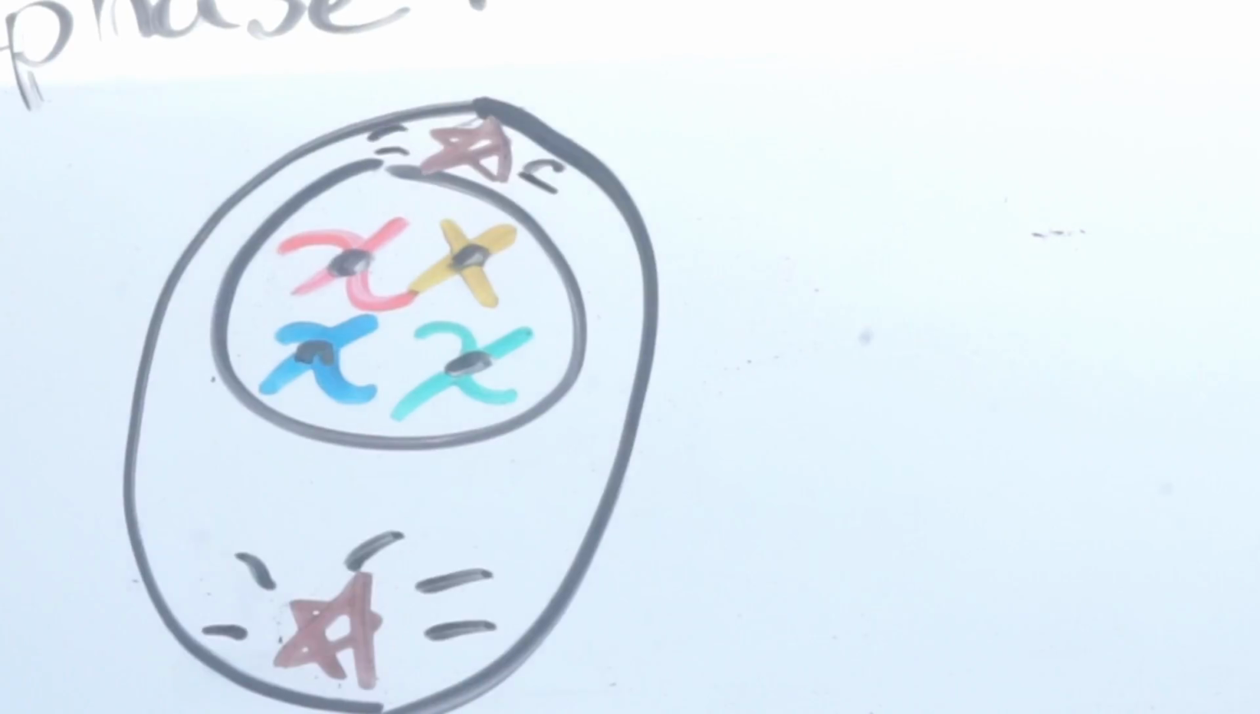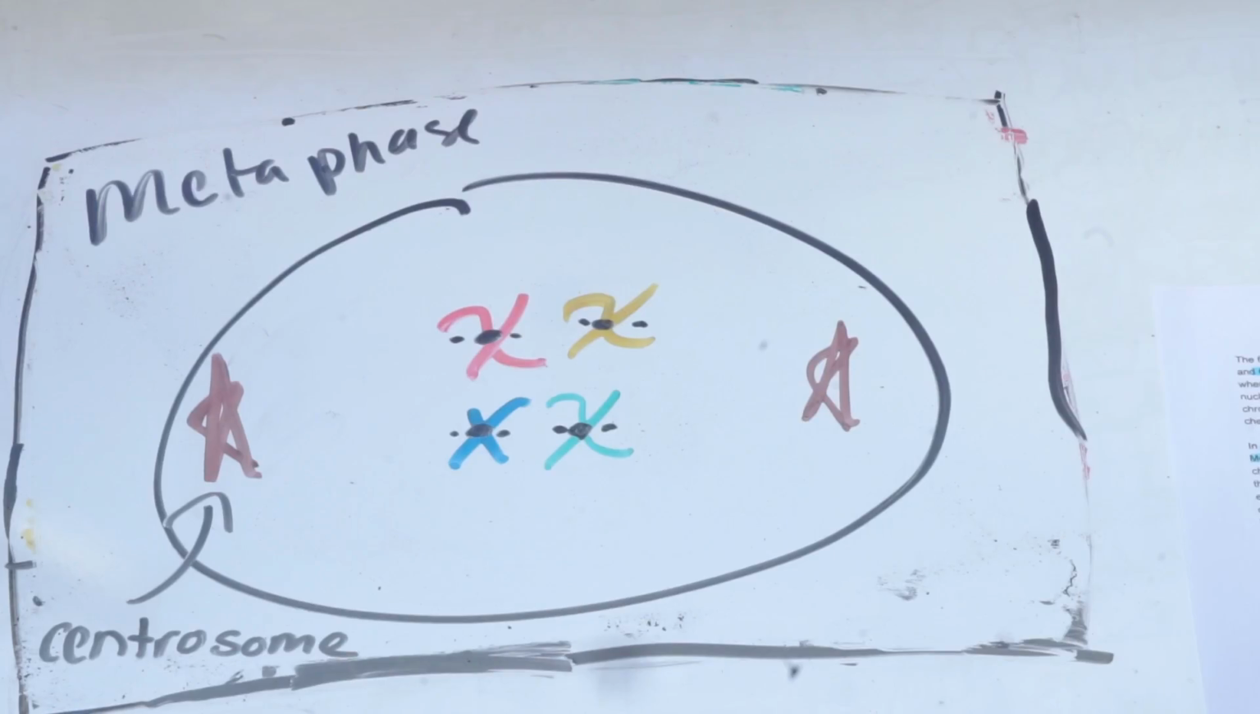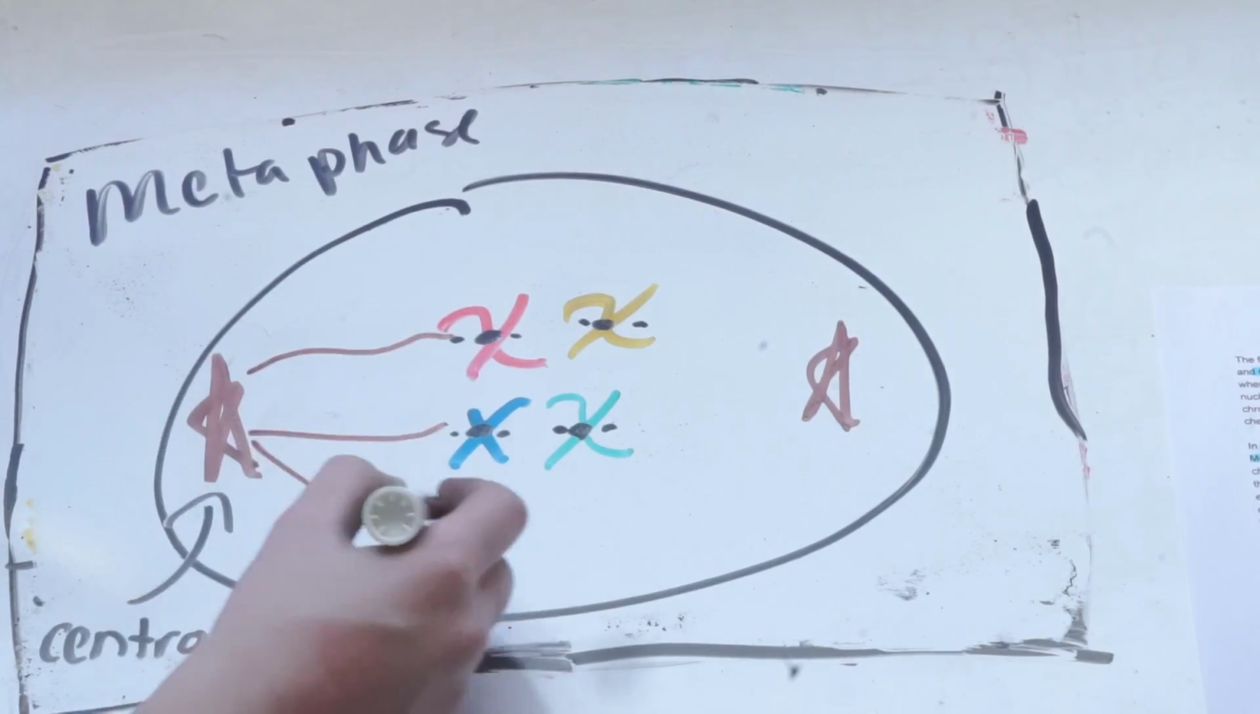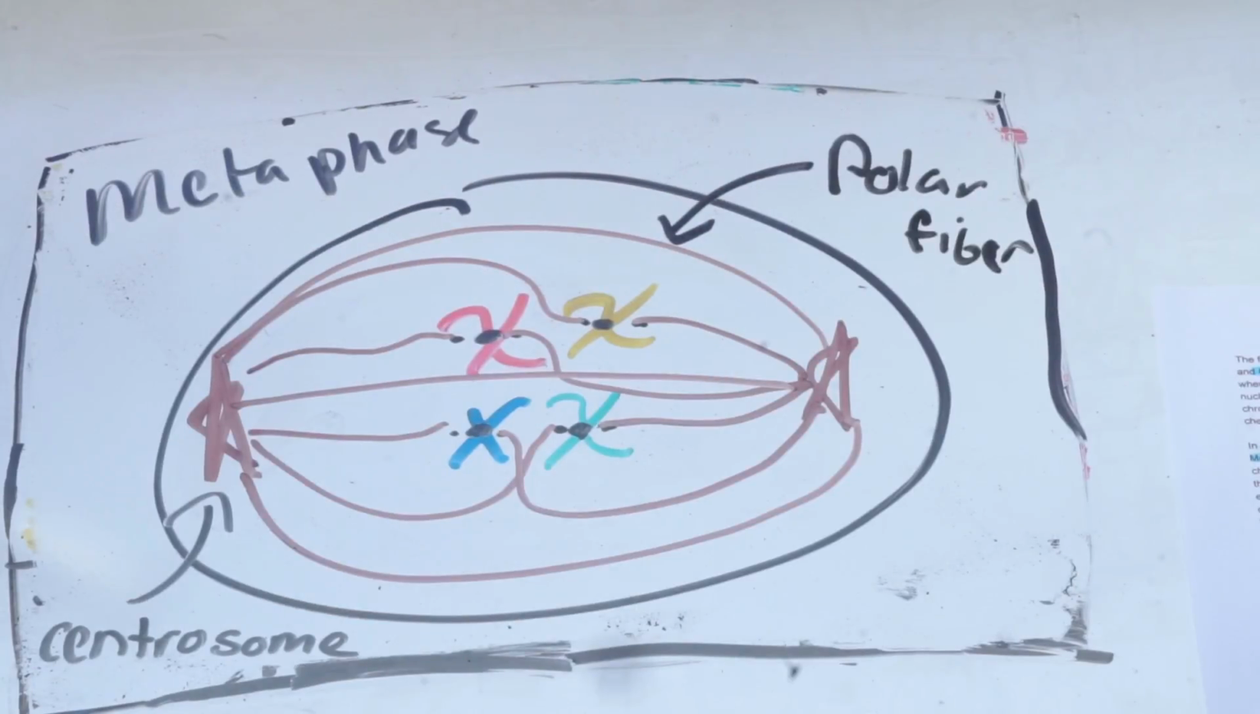Also in prophase, spindle fibers coming from the centrosomes start to spread to the center of the cell and the nuclear membrane breaks down. Next is metaphase. In metaphase, the spindle fibers attach to kinetochores, and using polar fibers to pull on each other, they align the chromosomes into the middle of the cell.